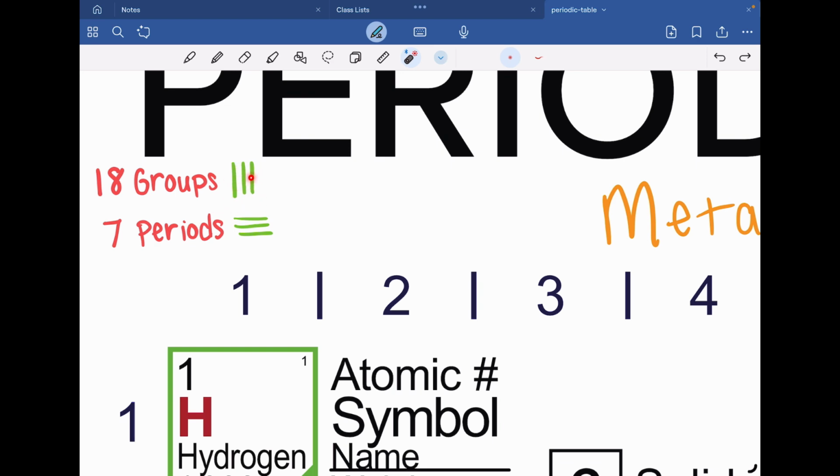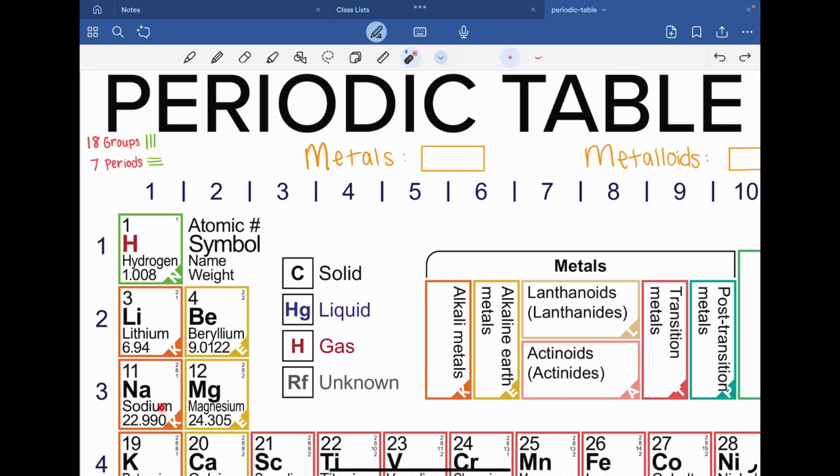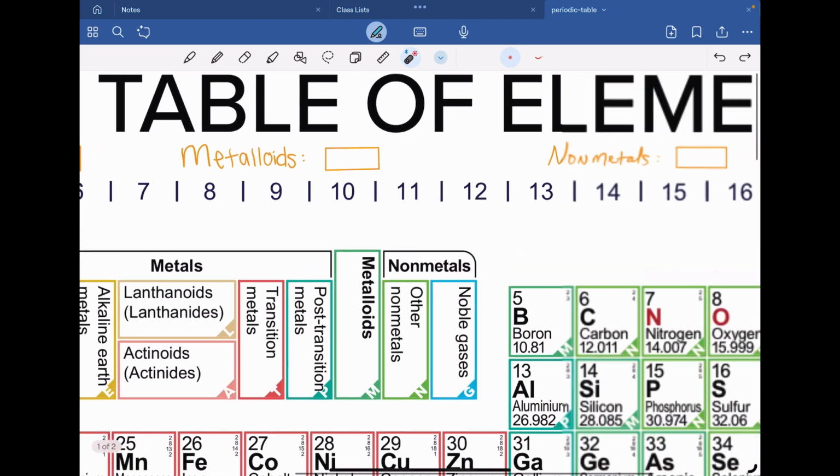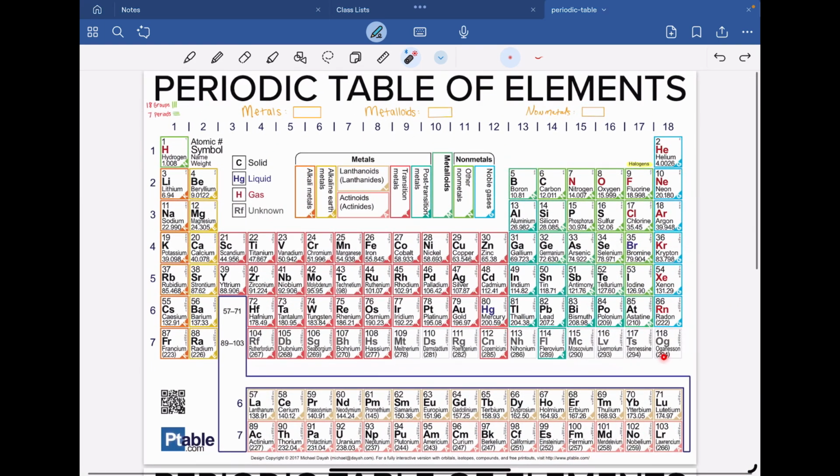Okay, 18 groups, and then I put these vertical lines next to it to indicate that our groups are going up and down on the periodic table. Like here's group 1, this is group 2 going up and down, group 3, and so on, and then our last group 18 way over here. Okay, so the groups go vertically.